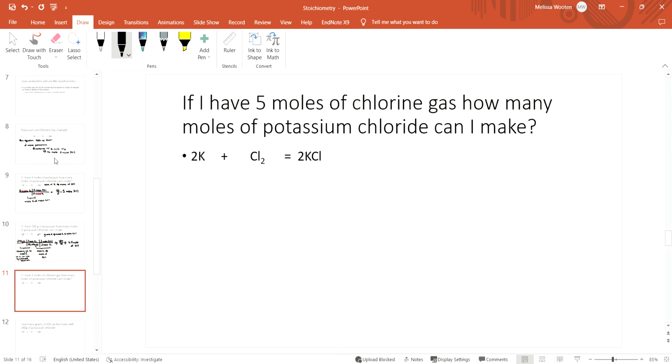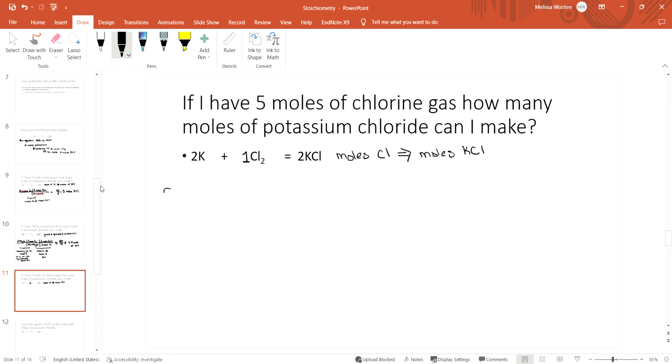So I'm going to go from moles of chlorine gas to moles of potassium chloride. Okay. So we know that this is understood to be a 1. We don't write the 1. For whatever reason, the chemistry gods decreed that 1 is an obscene number that they don't want to see unless they have to. Whatever.